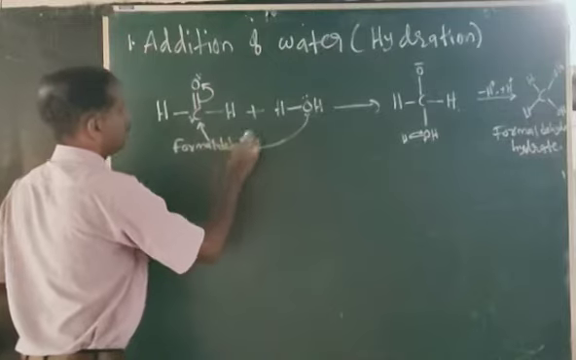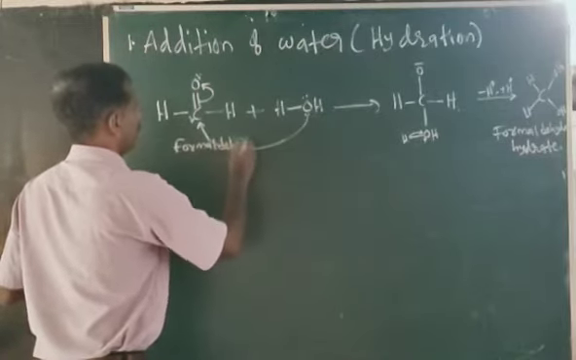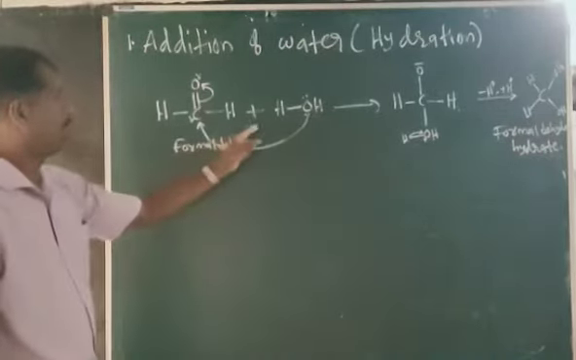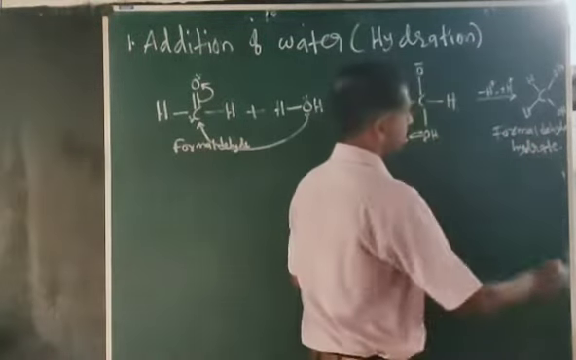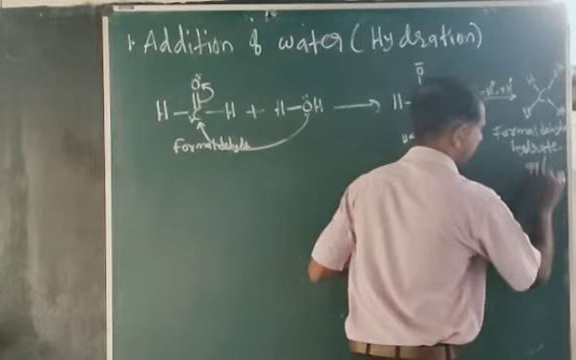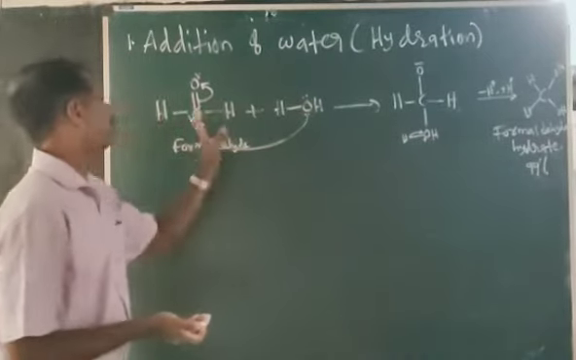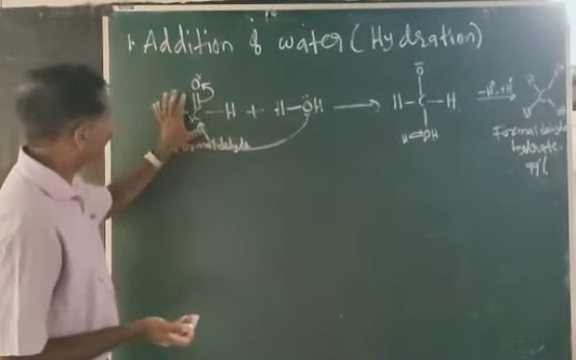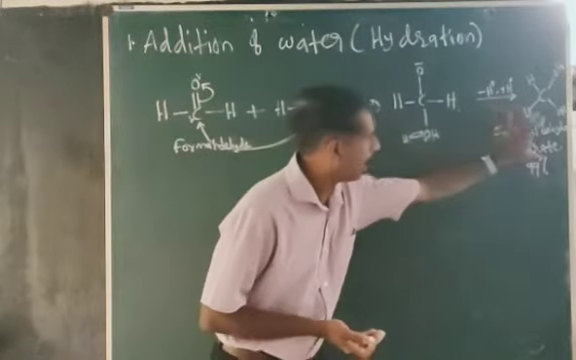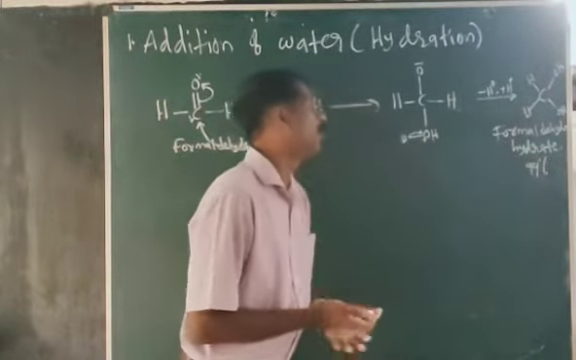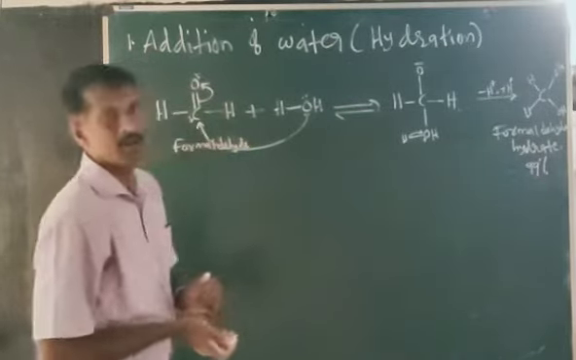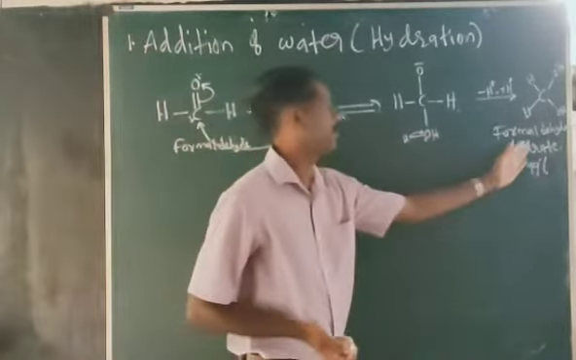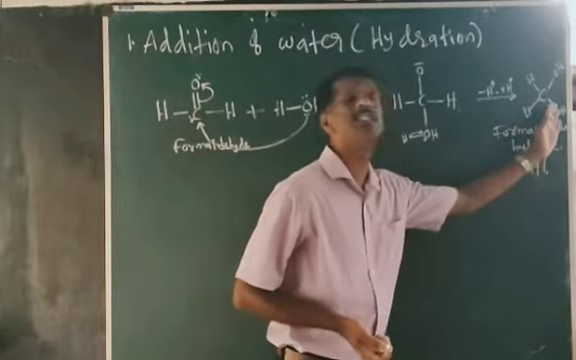When we take formaldehyde, we can see that the product formed is formaldehyde hydrate. This product formed is about 99%. That means almost completely the formaldehyde is changed to formaldehyde hydrate. Of course, this is a reversible reaction. About 99% of formaldehyde hydrate is formed.